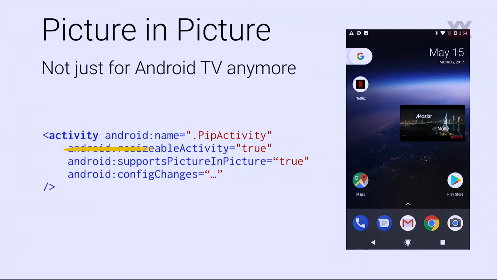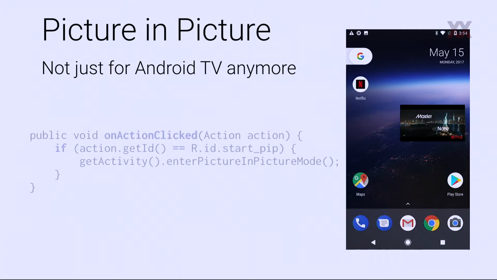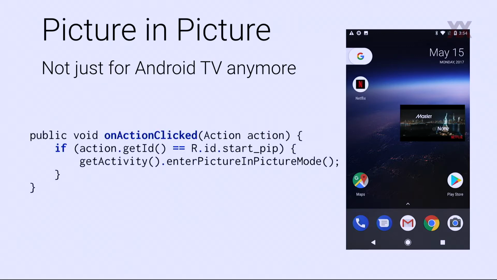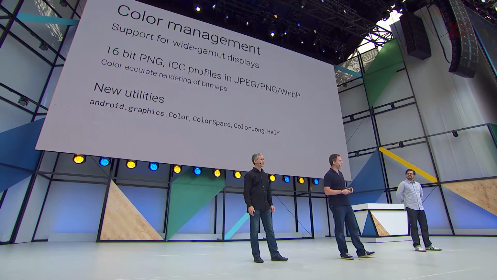You don't need in O the resizable activity true attribute anymore. And you should also test configuration changes. And in your code, when you want to enter the picture-in-picture mode, you just have one line to call. You get your activity, and you call enter picture-in-picture. Super simple, and it's going to make your user super happy.